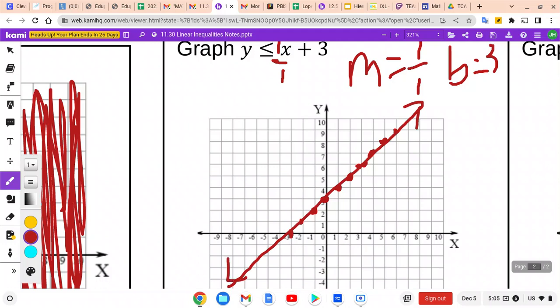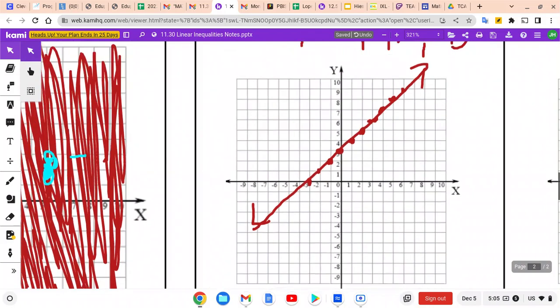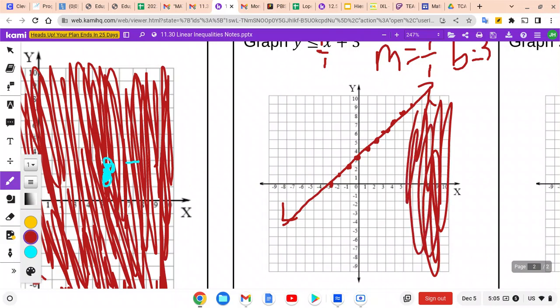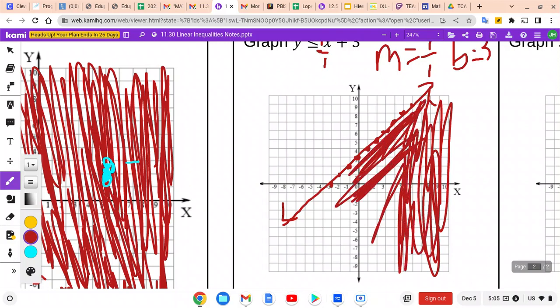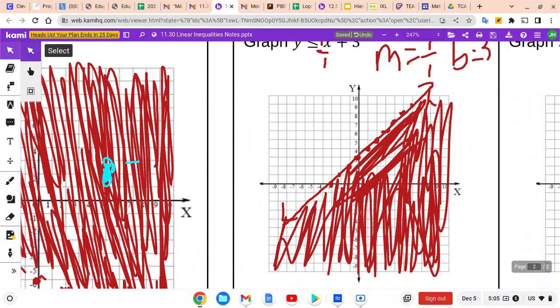And y is less than, so you'll have to shade below. And for this, there was no asking if a certain point is a solution. It's just graphing. Okay? All right.